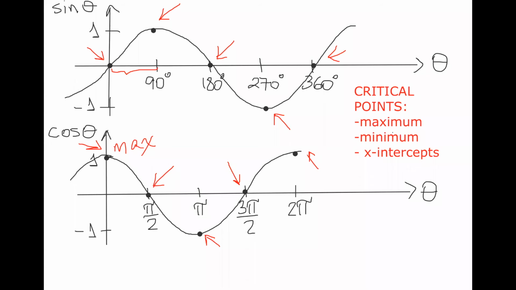What I need you to realize is that the distance between these critical points is always the same, in the sine or in the cosine graph. Something else that you're going to see is that necessarily between a point of maximum and a point of minimum, there is an x-intercept. And between a point of minimum and a point of maximum, there's always an x-intercept. So that's something important for you to keep in mind also.